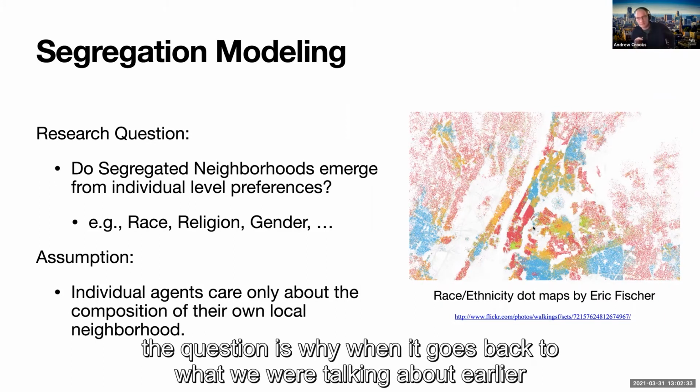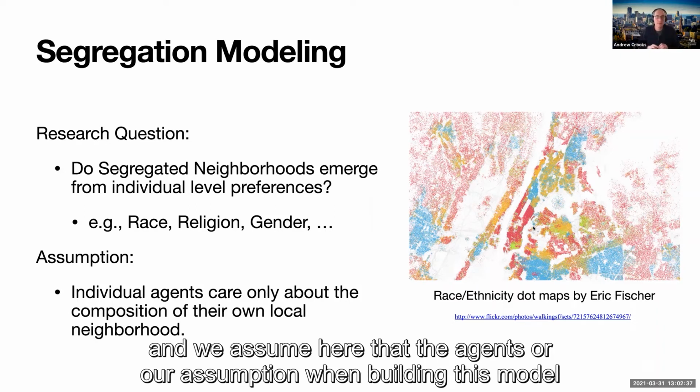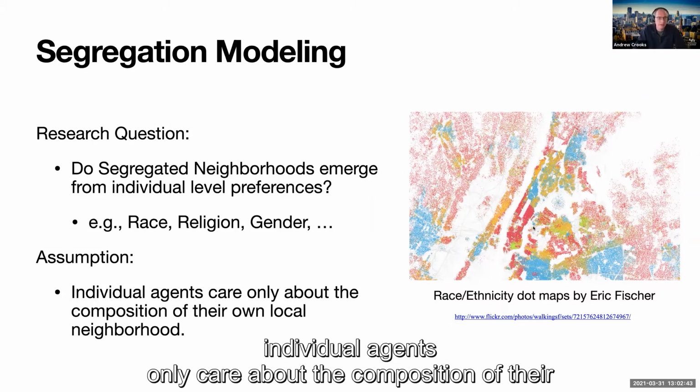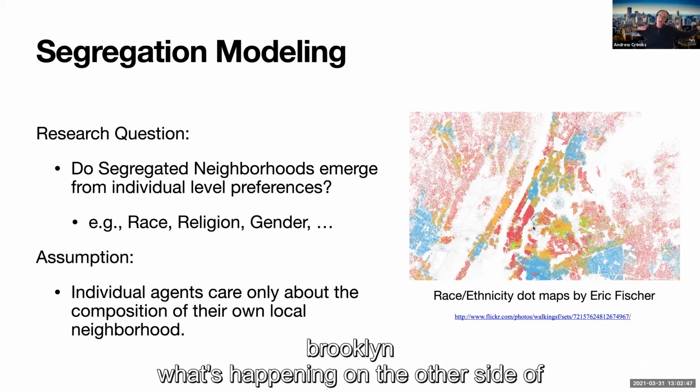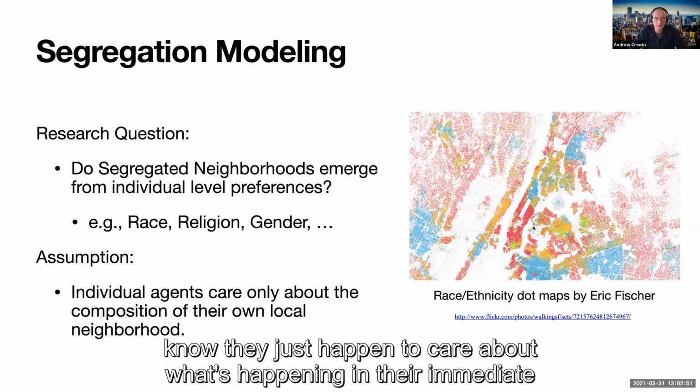And it goes back to what we were talking about earlier. Our assumption when building this model, and it's also what we're going to code, is that individual agents only care about the composition of their local neighborhood. They don't care about what's happening on the other side of Brooklyn, they care about what's happening in their immediate surrounding area, their 8 surrounding cells.